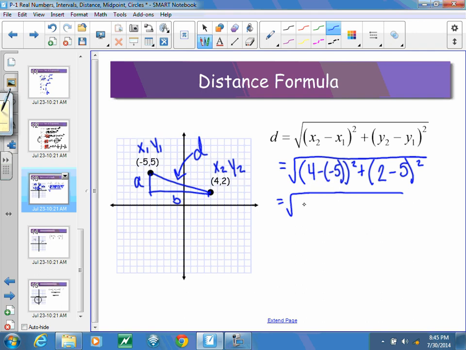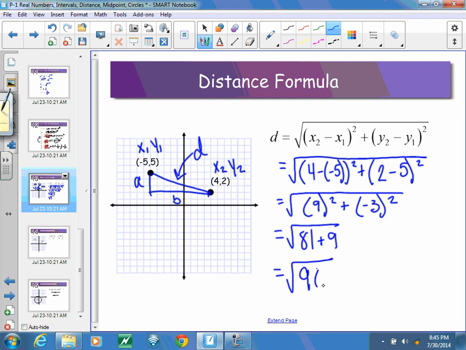4 minus a negative 5, so that gives me 9. So 9 squared plus negative 3 squared. So I'm going to get the square root of 81 plus the square root of 9. Be careful, a negative number squared is always positive. And then I end up with the square root here of 90.